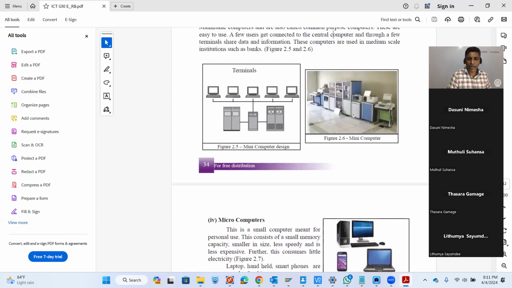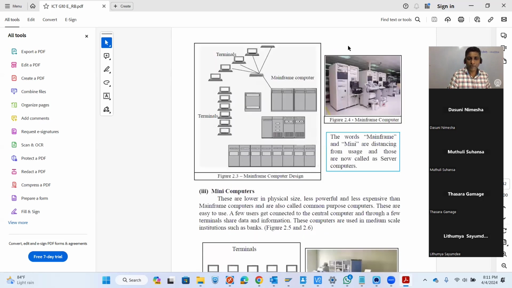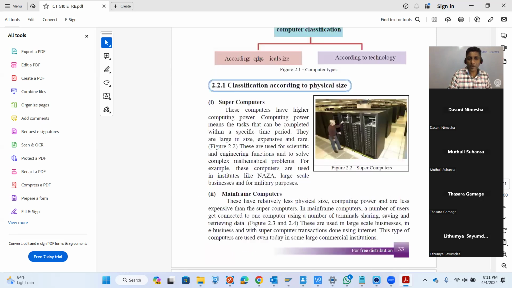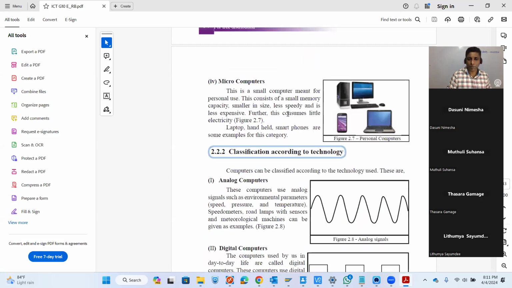See how neatly arranged those things are here, right? So those kinds of things are not required for microcomputers. So it takes very little power, right? It's affordable power. You get smaller in size, less speedy, and less expensive. Further, this consumes little electricity.